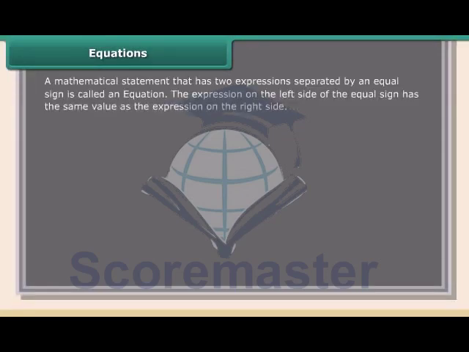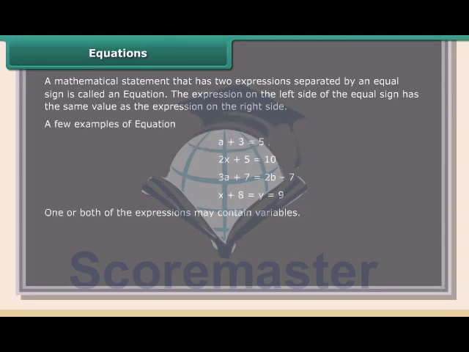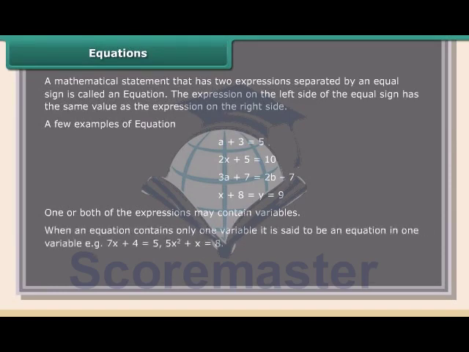Equations. A mathematical statement that has two expressions separated by an equal sign is called an equation. The expression on the left side of the equal sign has the same value as the expression on the right side. A few examples of equations. One or both of the expressions may contain variables. When an equation contains only one variable, it is said to be an equation in one variable.